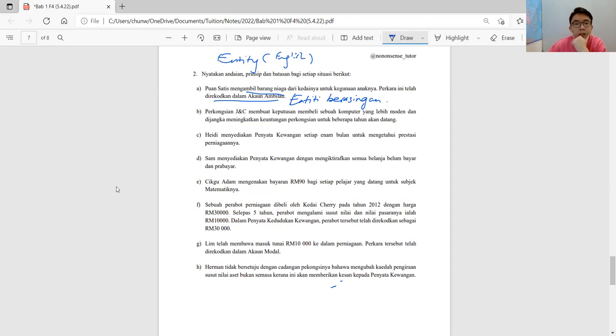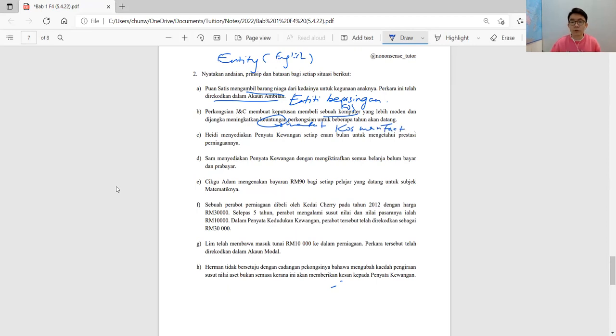So now we go to B. Perkongsian J dan C membuat keputusan membeli sebuah komputer yang lebih moden dan dijangka meningkatkan keuntungan perkongsian untuk beberapa tahun akan datang. So when you beli a computer, it is a cost and a keuntungan. There is a manfaat from it. Therefore, the answer is cost manfaat. Very good, Emma, Taren, Shivashini, and Tivina. Okay, so the answer is cost manfaat.